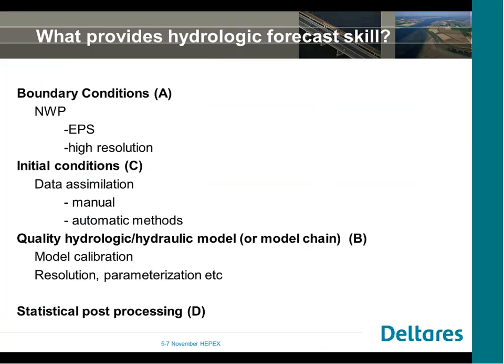What provides hydrologic forecast skill? I think this was mentioned in several talks. Boundary conditions, maybe coming from very good NWP. Initial conditions, which you can of course improve through data simulation. And then last but not least, the quality of your hydrological model, hydraulic model or model chain, depending on your setup for your area. And of course, you can do some statistical processing to further improve the results.